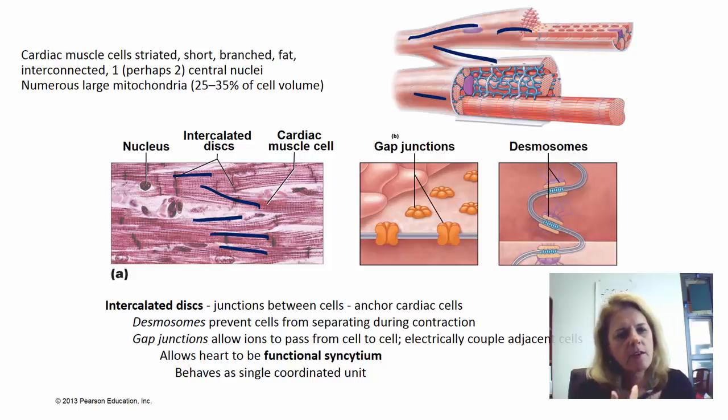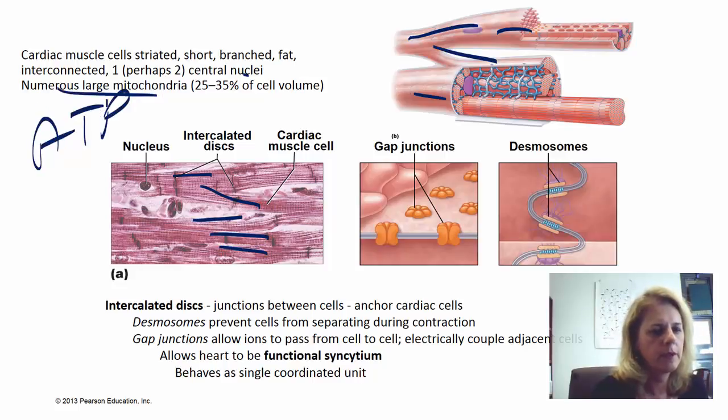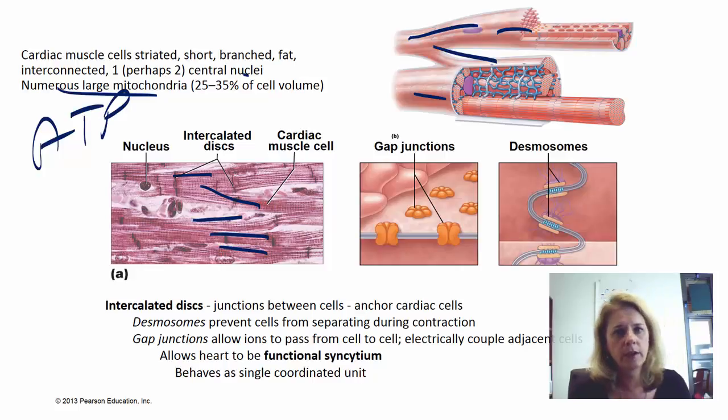They usually have one or two nuclei. Okay, and they have a lot of mitochondria. So what do mitochondria do? Make ATP. And your heart never stops beating. Okay, it's beating all the time, so it uses a tremendous amount of ATP. So about 25 to 35% of the volume of the cell is mitochondria.